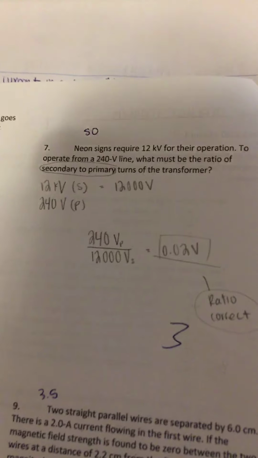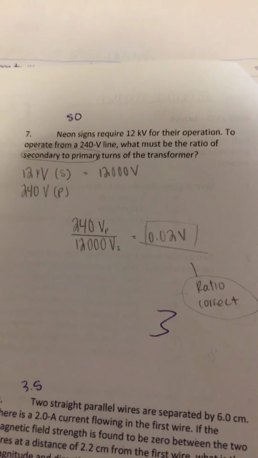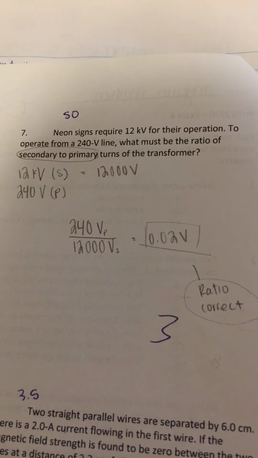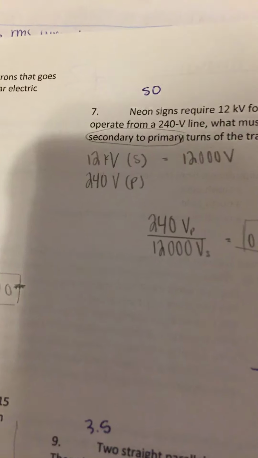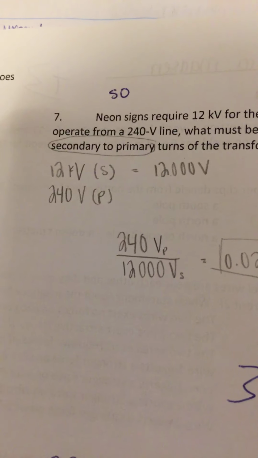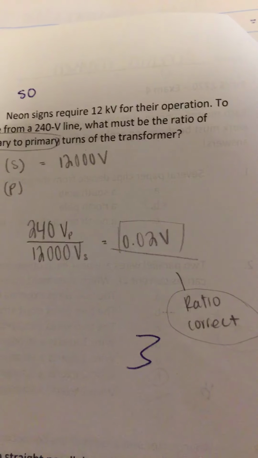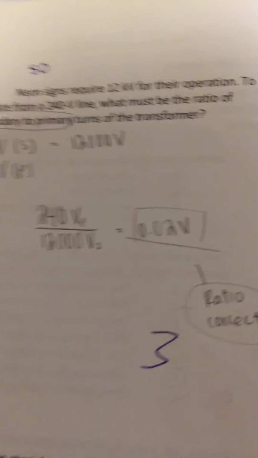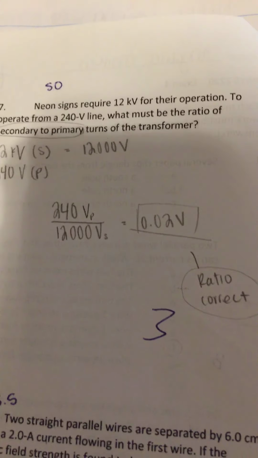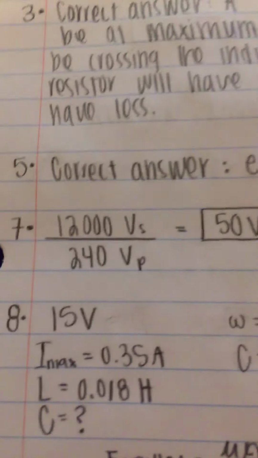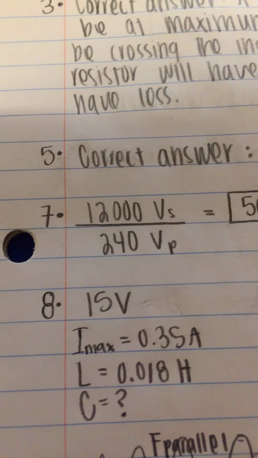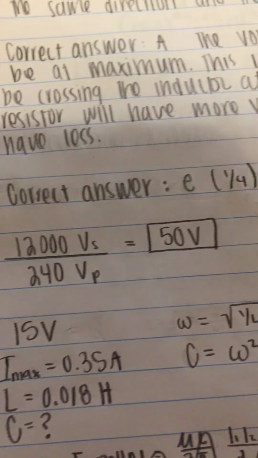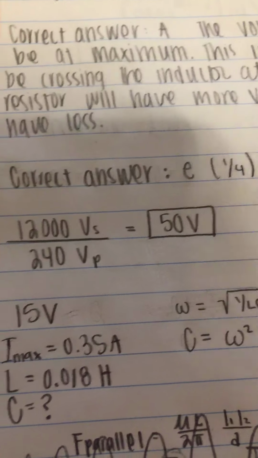The next problem that I wanted to go over was number 7. And we're trying to find the ratio of secondary to primary turns of the transformer. I did the voltage primary over secondary, which is equal to 0.02, but that doesn't really make sense. So the correct way to do it is you put the secondary over the primary, because the secondary is more, and that gives you the 50.